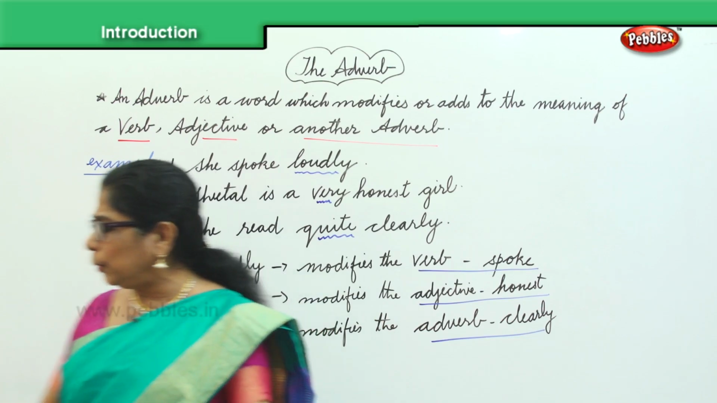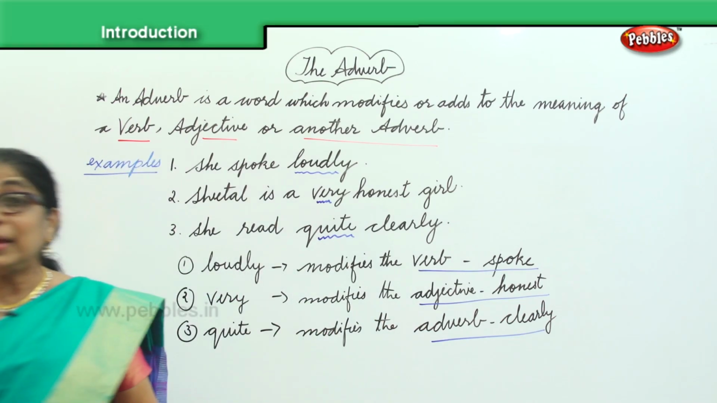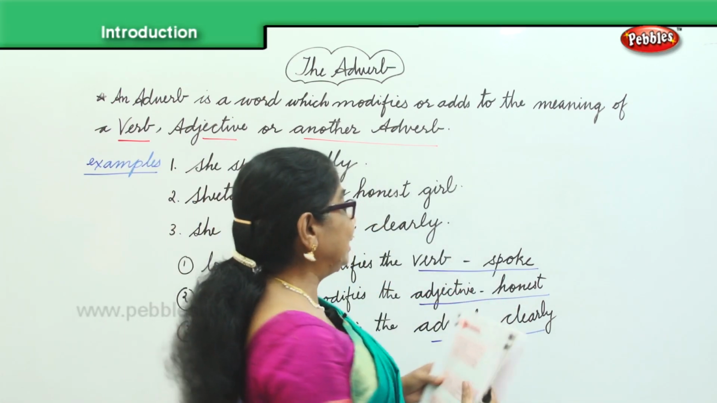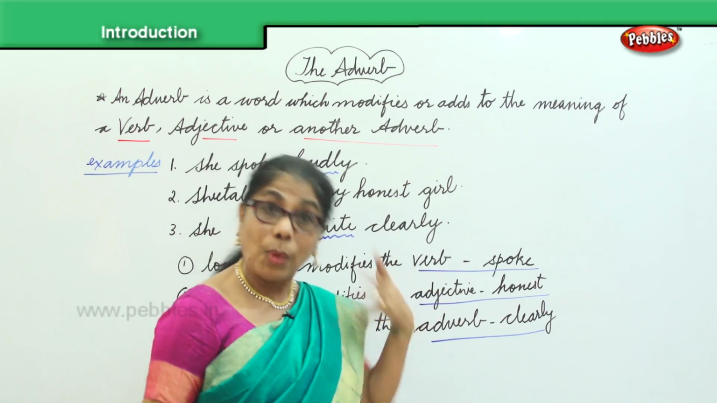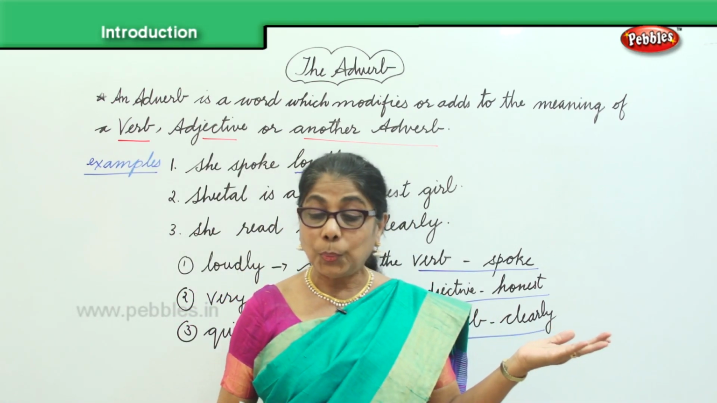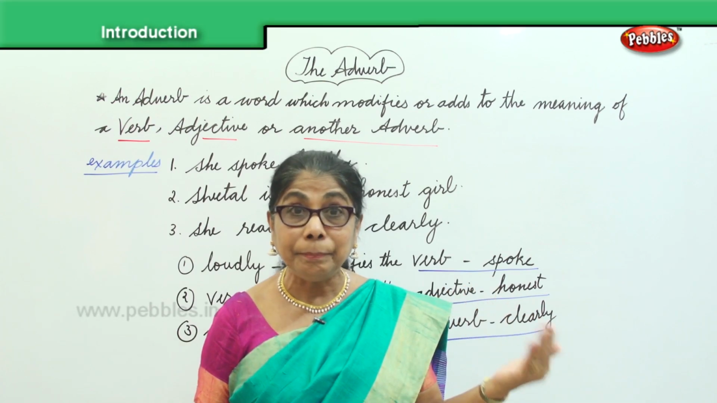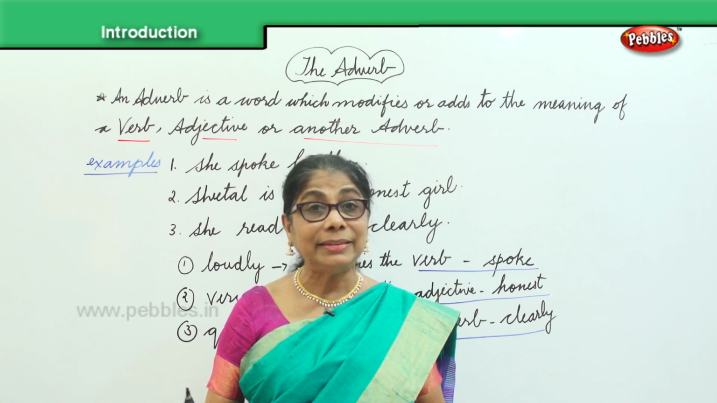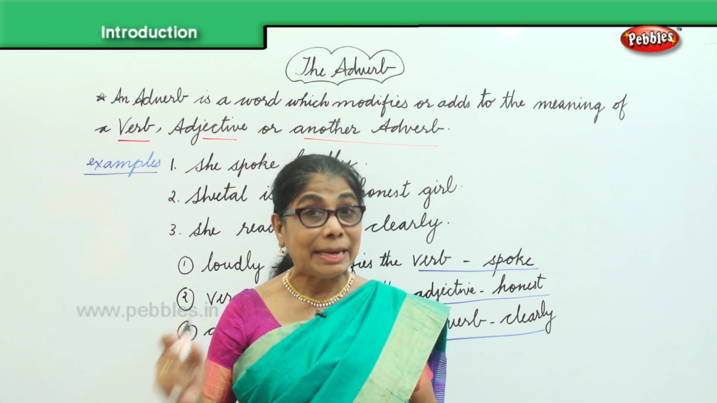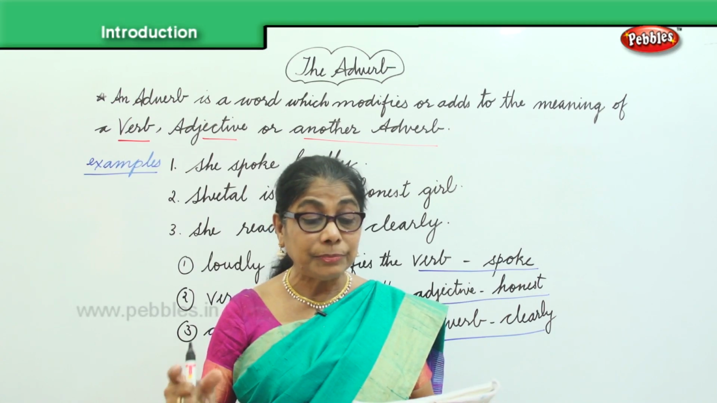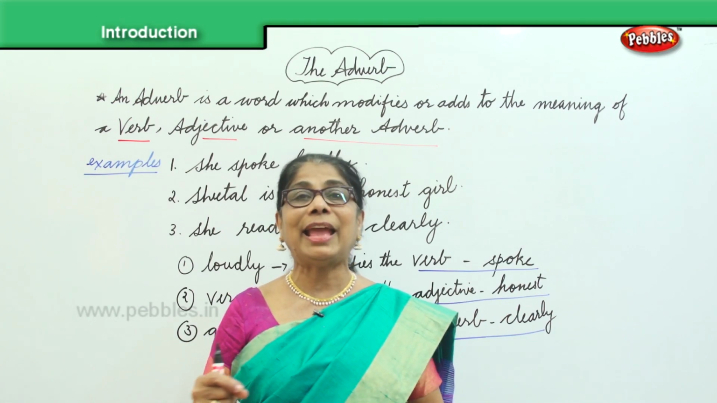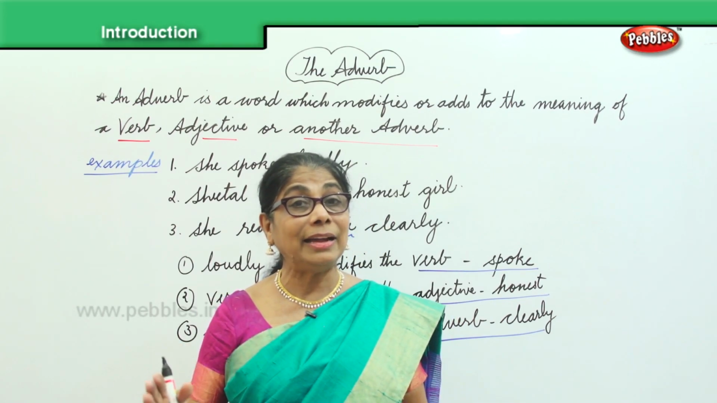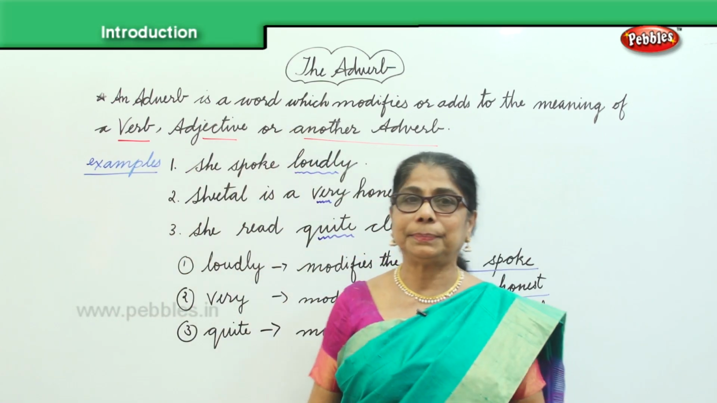Now what we are going to look at is that there are 6 kinds of adverbs. And that's what we are going to do next. What are those 6 kinds? We have adverbs of time, adverbs of place, adverbs of manner, adverbs of number, and adverbs of quantity. And finally, we have interrogative adverbs. So, we have 6 different kinds of adverbs.